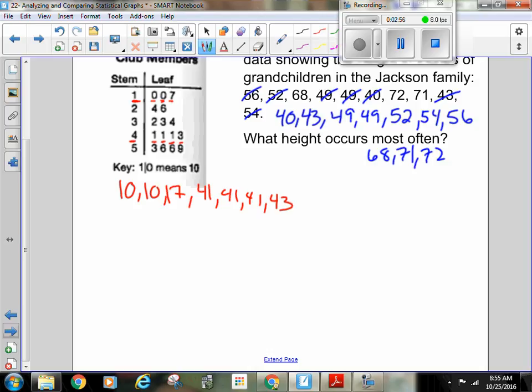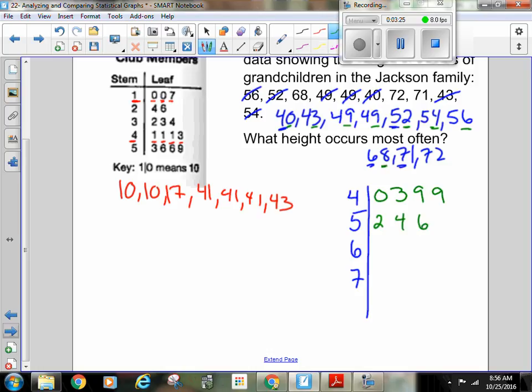Okay, so my stems are going to be 4, 5, 6, and 7, so all of my tens places. And I only need to write one of them. And now my ones places are going to go in for the leaves. So I have a 0, 3, and 2 9s in the fours. My 5s are 2, 4, and 6. 6 only has 1 at 8, and 7 has 1 and 2. And there we have a stem and leaf plot.